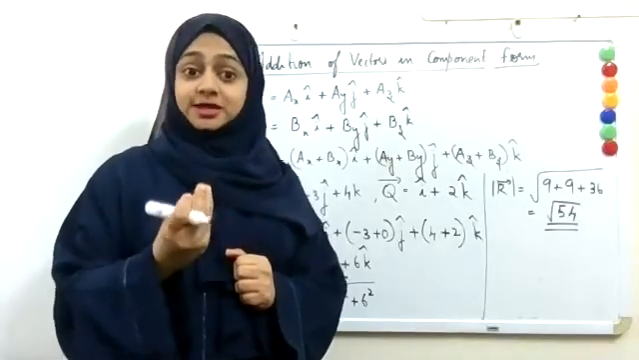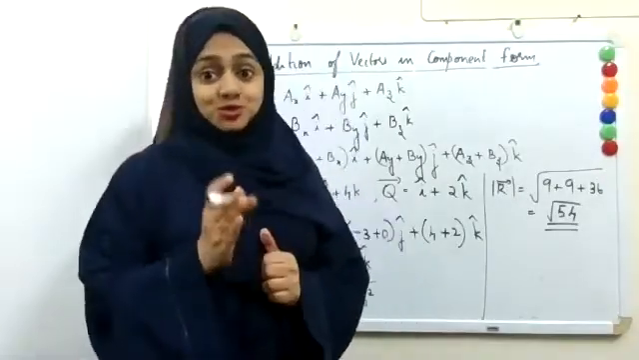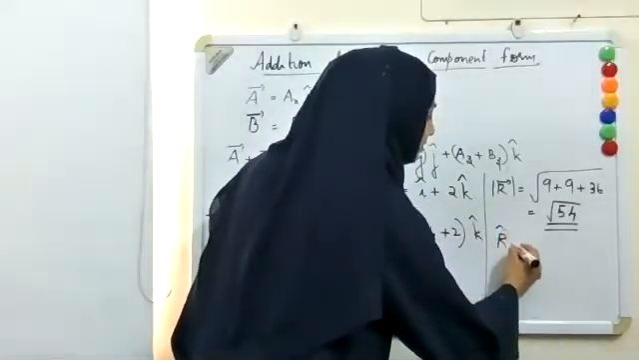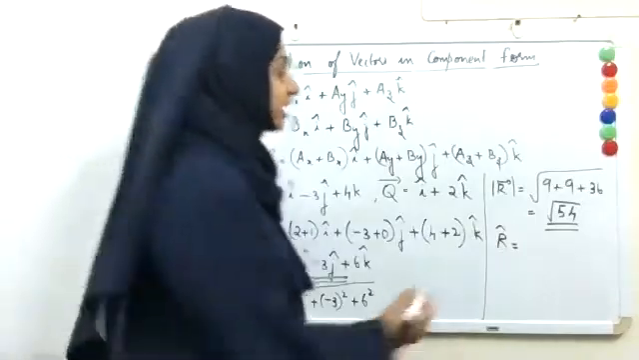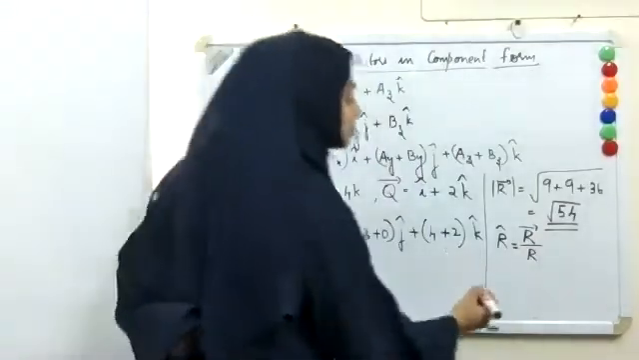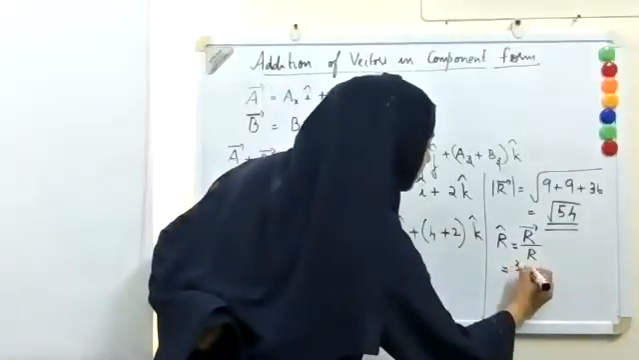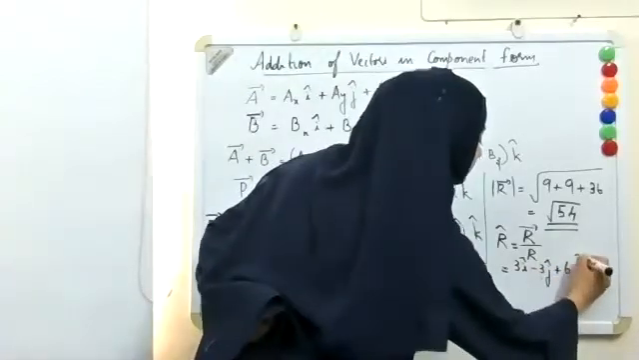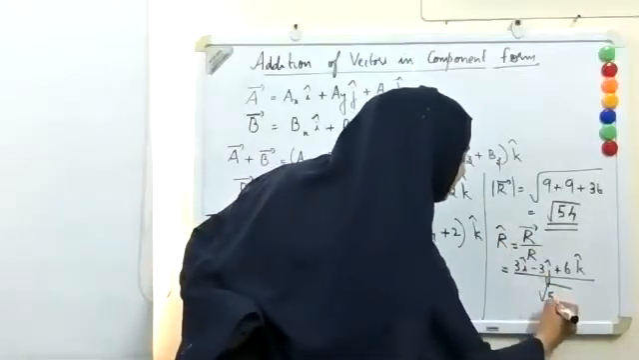Always, to represent the direction of a vector, we have to take the idea of unit vector. To represent the direction of the vector, we can tell that the unit vector of resultant means it will be in the direction of this vector, where r cap is equal to vector r divided by the magnitude of vector r. So this is equal to, you just have to write the vector as such. This is 3i minus 3j plus 6k divided by, now the magnitude is root over 54.